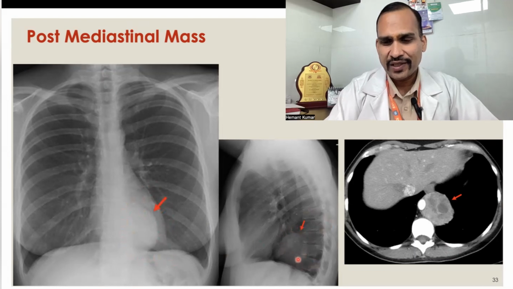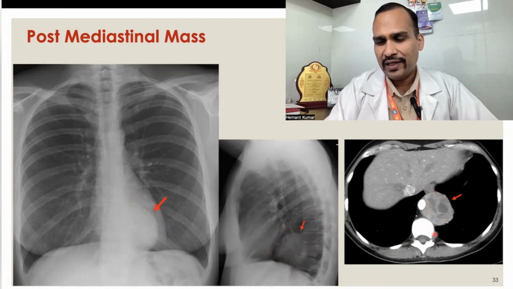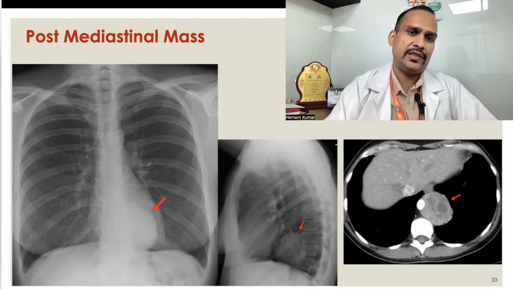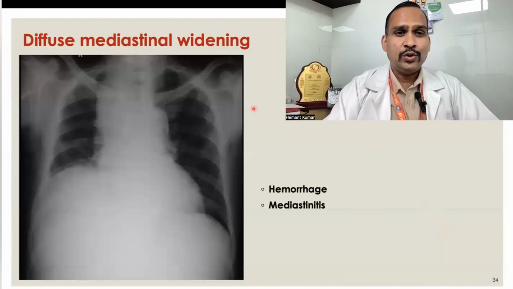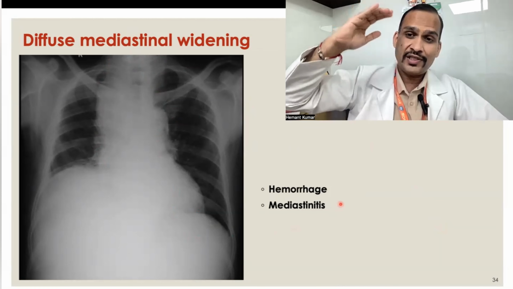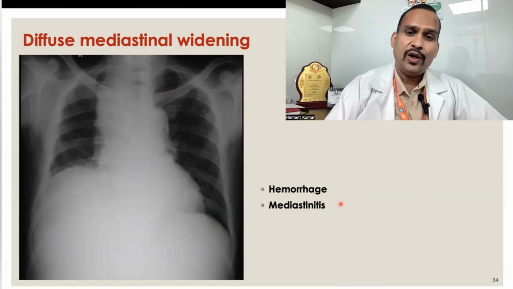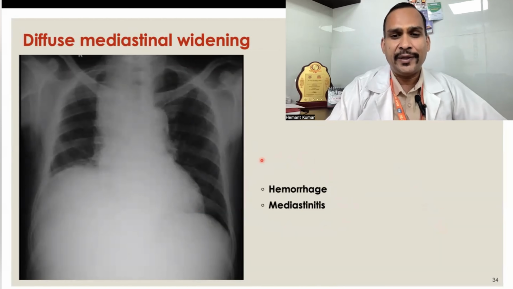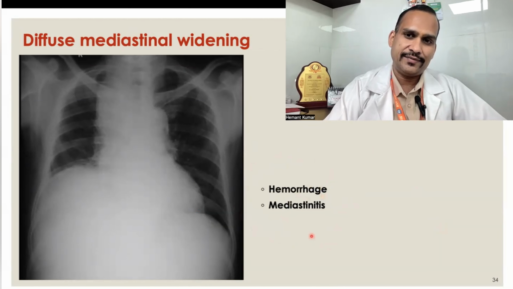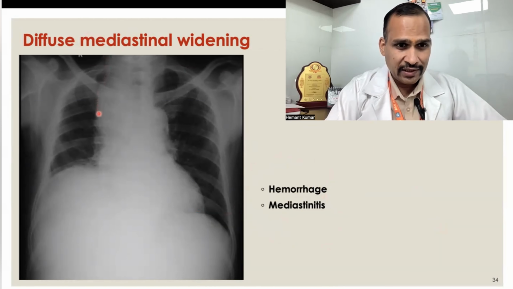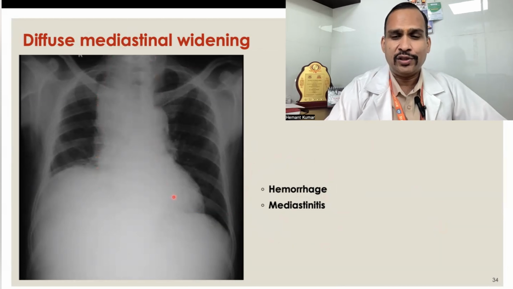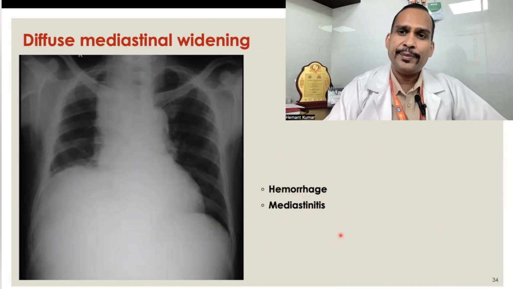This is the lateral X-ray, and this is the CT scan. On the lateral X-ray you can see the posterior compartment, and on CT scan, posterior mediastinal. Okay. So if you find diffuse mediastinal widening, then probably we are dealing with either a large mass lymphoma, which is extending from top to bottom, or there is mediastinal hemorrhage or mediastinitis. So you can see this is diffuse mediastinal widening. So this was a case of acute mediastinitis.